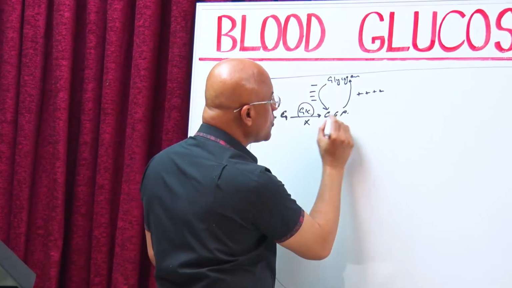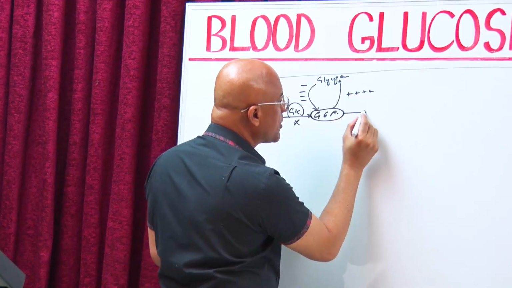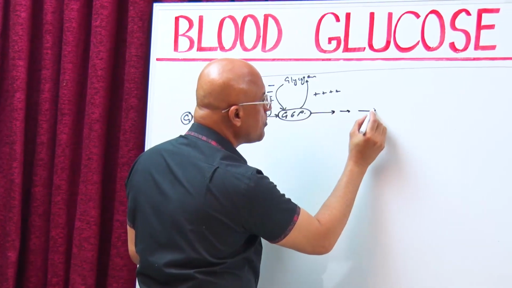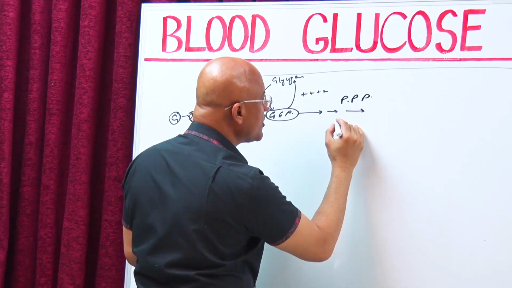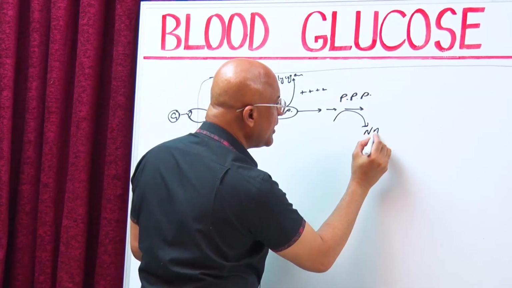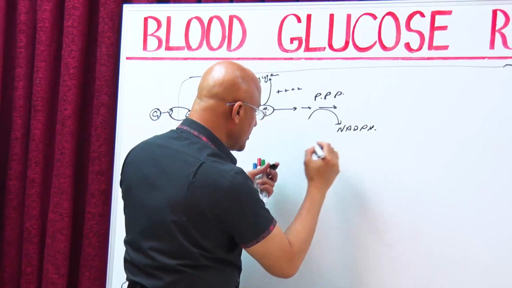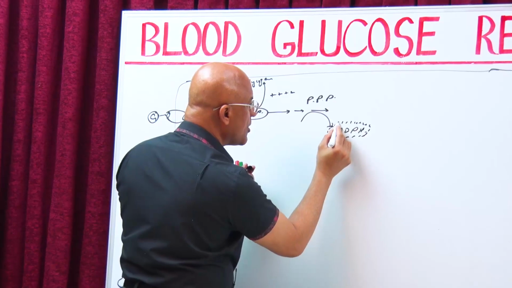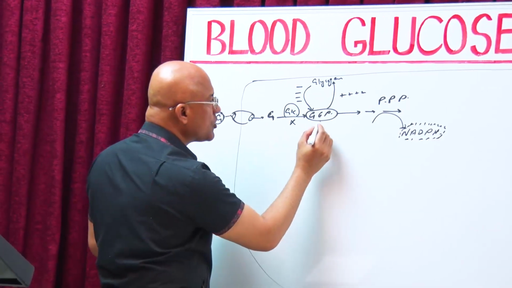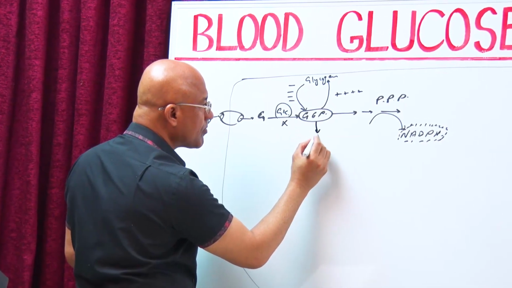After that, we discussed glucose 6-phosphate can also go to the pentose phosphate pathway, and during this it produces NADPH, and this is a source of energy which can later be utilized in fatty acid synthesis. Then glucose 6 pathway can come down.